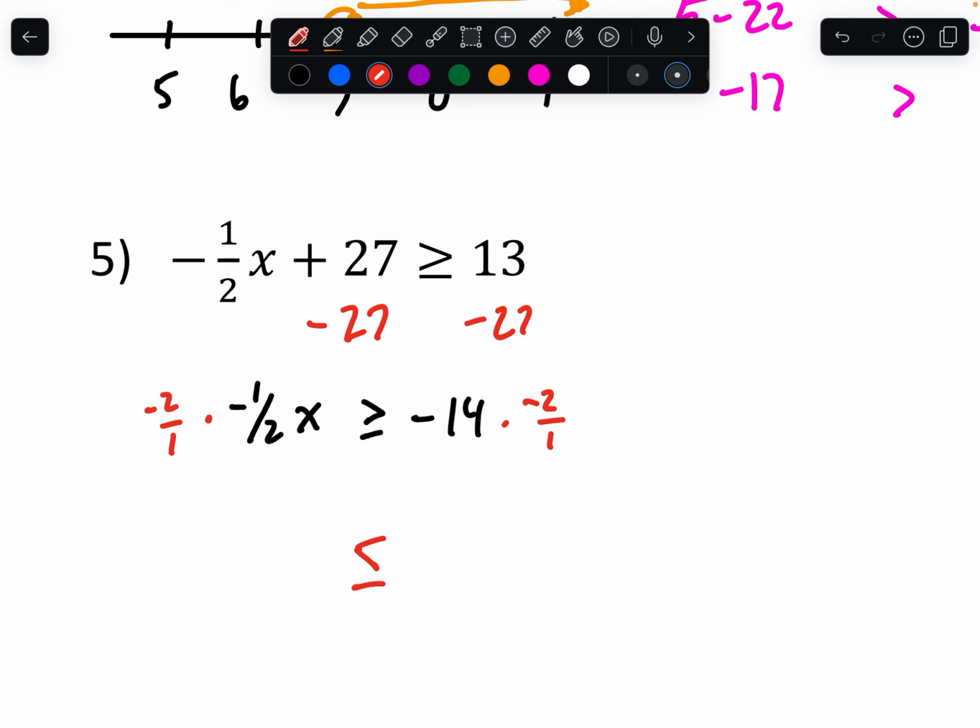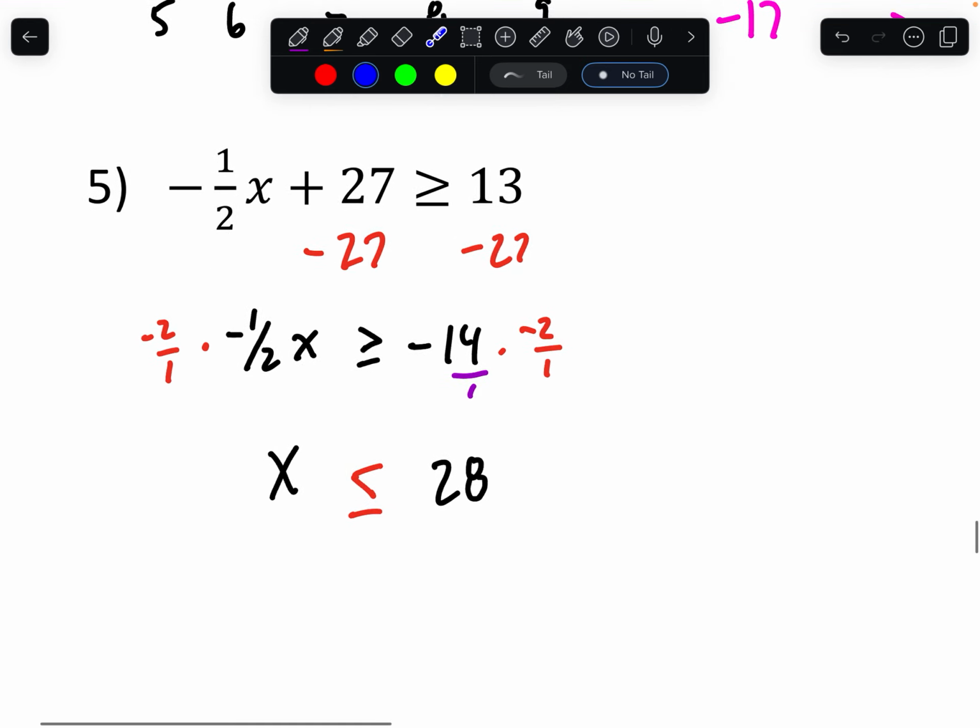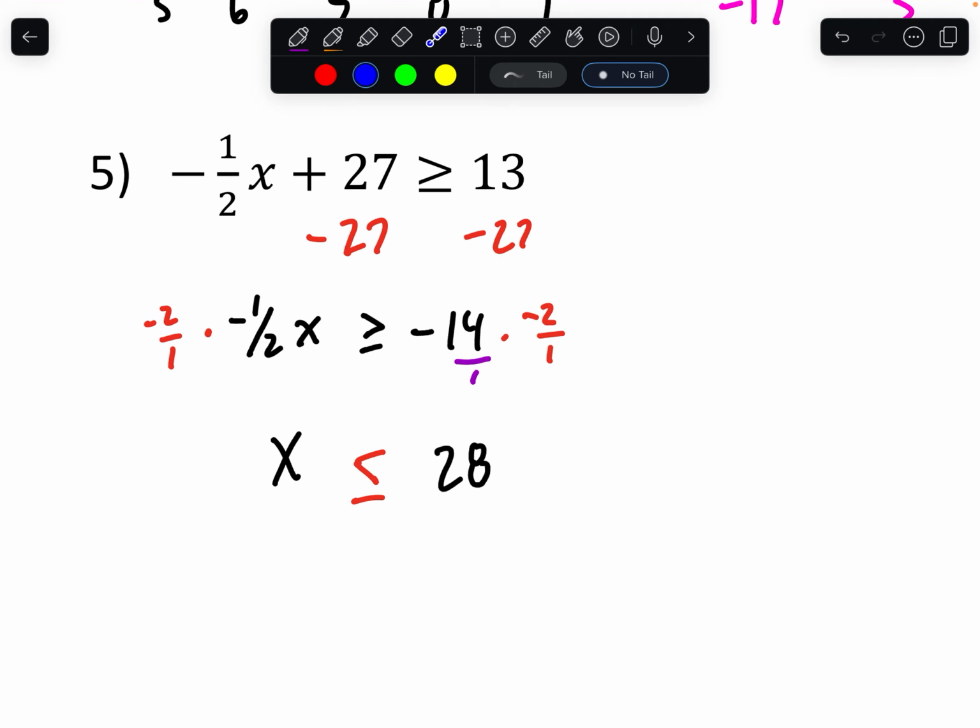So that gives me x on this side, and then negative 14 times negative 2 is positive 28/1, or just positive 28, because that's just over 1 here. So again, not because I got a negative answer, but because I multiplied by the negative here, the symbol flips. Really, really easy to forget. Okay. And graph that line.